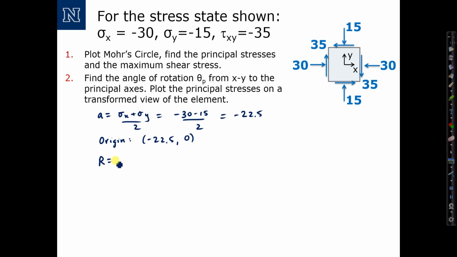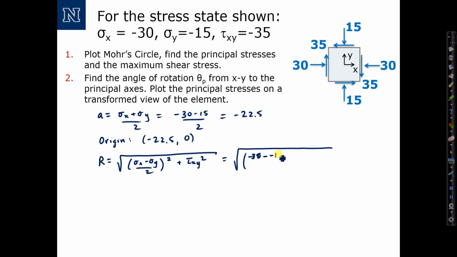The radius of the circle is computed as the square root of sigma x minus sigma y over 2, squared, plus tau xy squared. For this stress state, that would be negative 30 minus a negative 15 over 2, this is negative 7.5, squared, plus negative 35 squared, which gives 35.8.